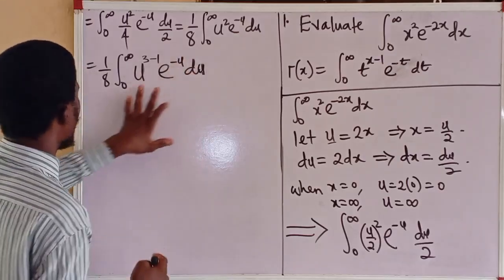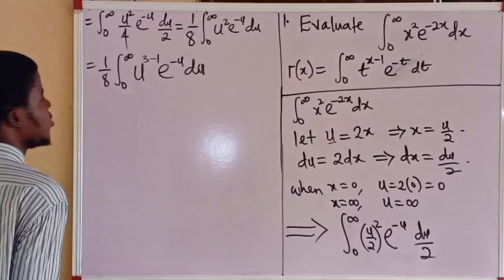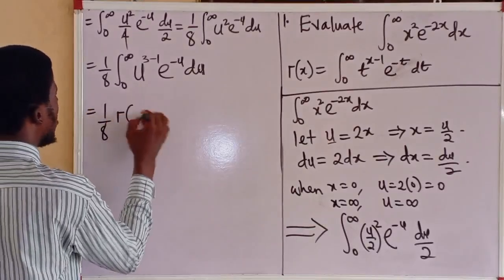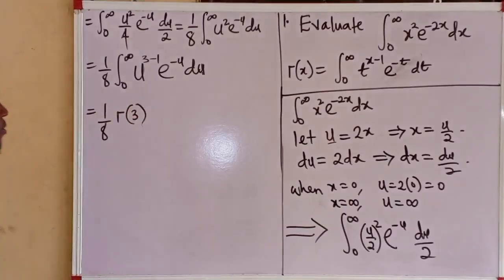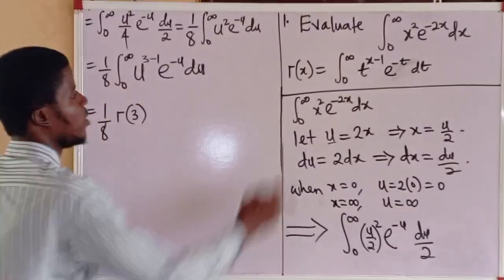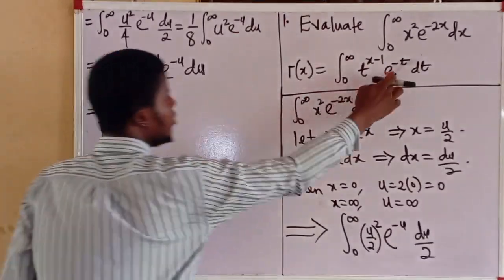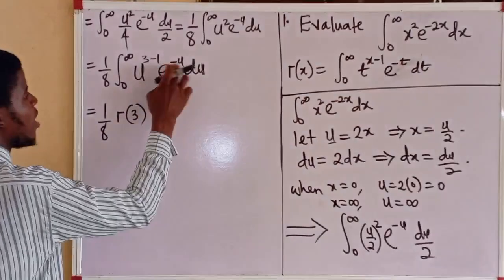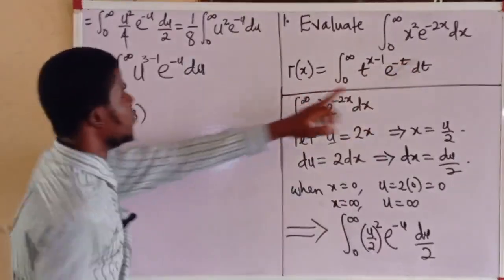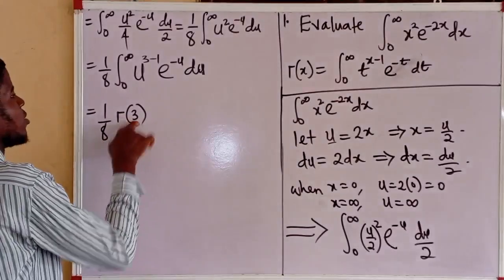So this integral that we have here looks exactly like what is here. So I can easily say that this is 1 over 8 times the gamma of 3. Yes. Compare this and this. This is t to the power of x minus 1, u to the power of 3 minus 1, e to the power of minus t, e to the power of minus u. du, they are the same. t, they are the same. dt, du. So this is the gamma of what?